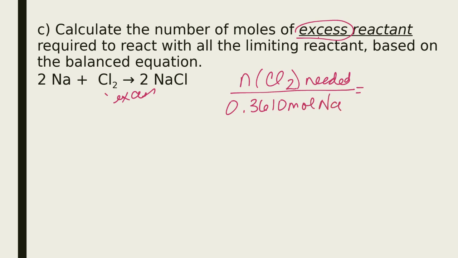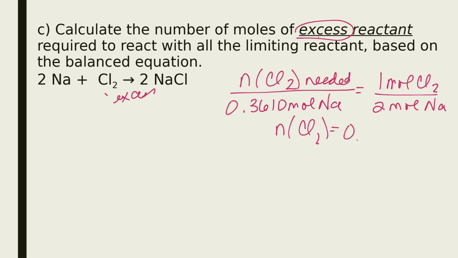Don't use the value that we calculated for needed. You need the amounts available. So what we'll do is set that up to our balanced coefficients. So we need 1 mole of chlorine for every 2 moles of sodium. And then the moles of chlorine that we need when we cross multiply is 0.1805 moles. And we know from our previous work that the amount available is 0.19746.